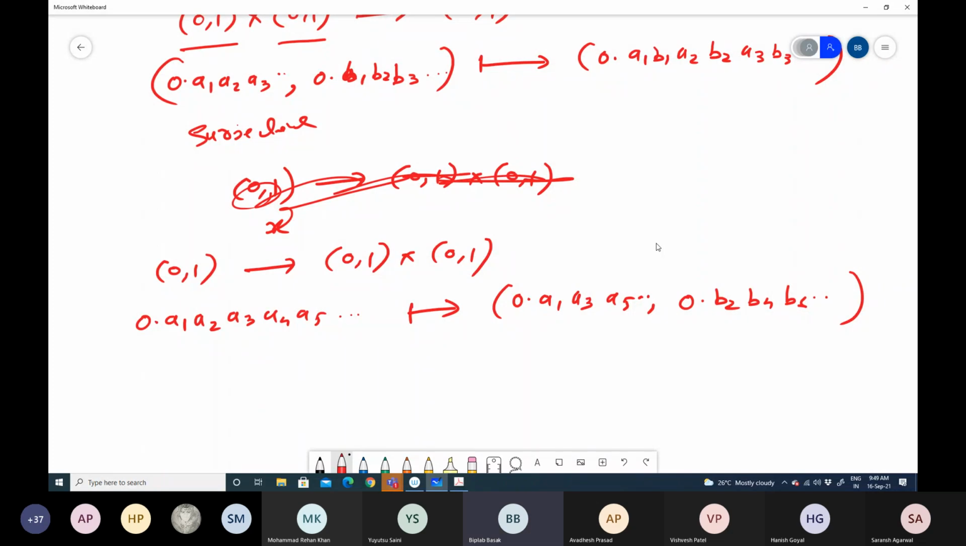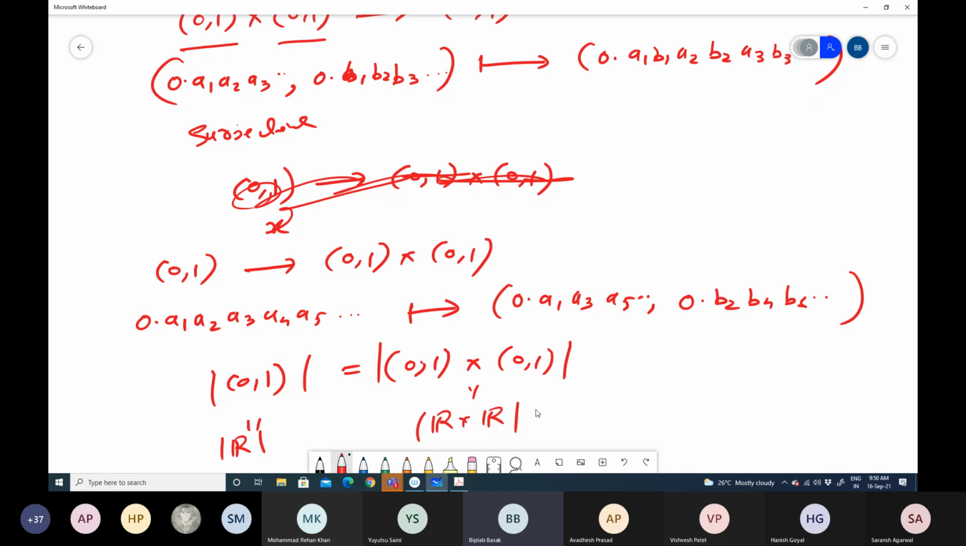Okay, so this is just a trick. So you can do that, and then you will get that the cardinality of (0,1) is the same as the cardinality of this, and this is the same as the cardinality of R, and this is the same as the cardinality of R cross R. This one.